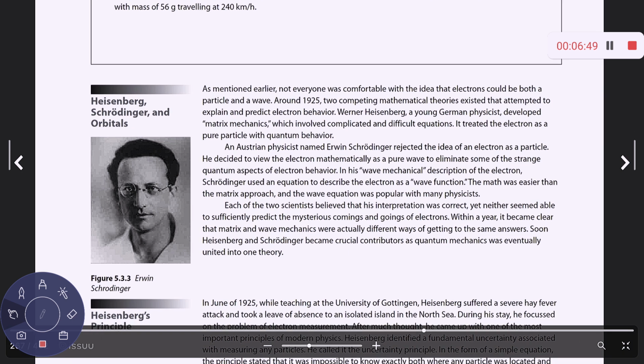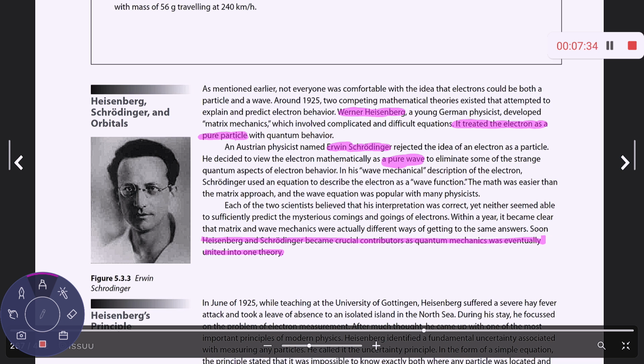So not everybody was comfortable with the idea that electrons could both be particles and waves. There were two competing scientists that had different mathematical theories. We had Werner Heisenberg, and Werner Heisenberg said he was going to treat the electron as a particle. And then we had an Austrian physicist, Erwin Schrödinger, who said the electron is not a particle, and he decided to strictly view an electron as a wave. So they were competing with the math, but really their ideas came together into one theory, and they contributed to quantum mechanics. Let's take a look at the Heisenberg principle.